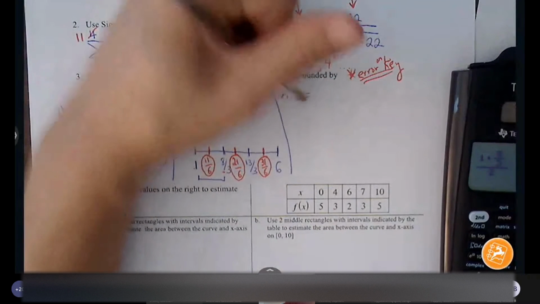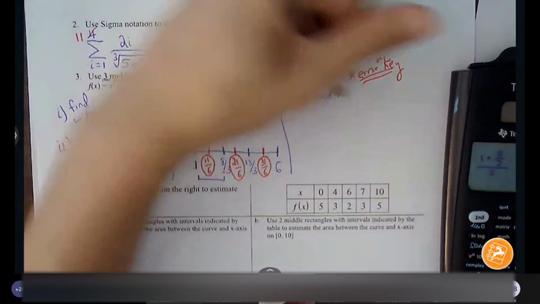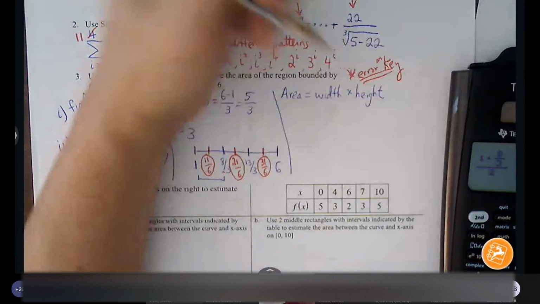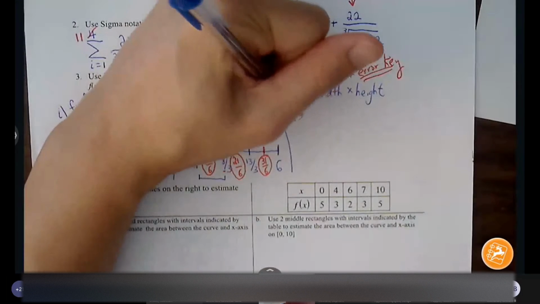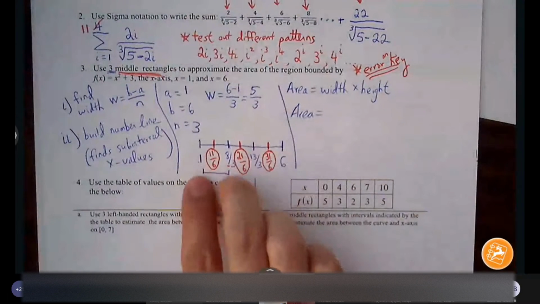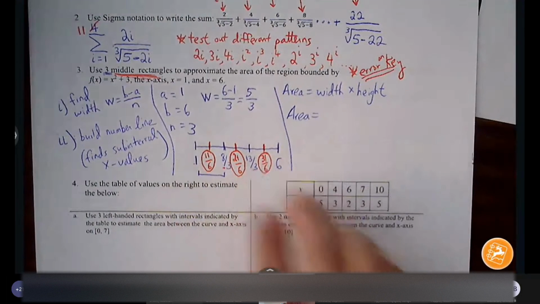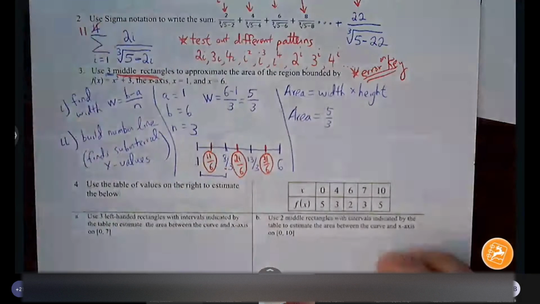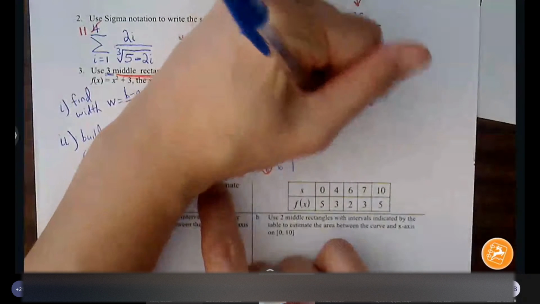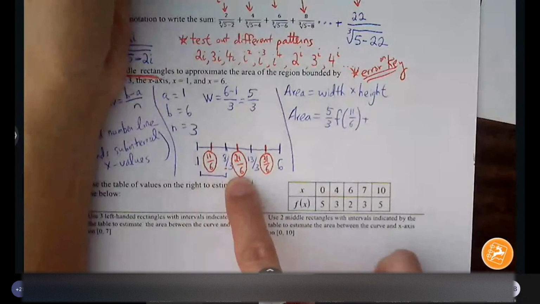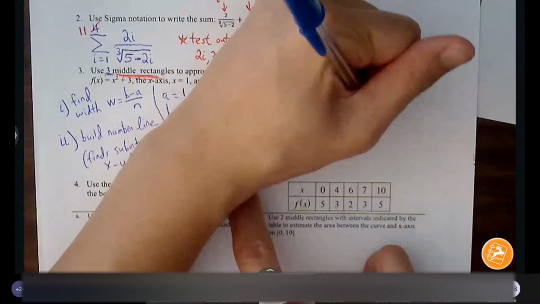Okay, so our area formula is width times height. So my width is always 5/3, right? The distance between each of these subintervals, it's exactly 5/3. And now I want to pick off the height. The height, I got to involve the function. So right now I'll leave this in function notation. I'll say f of 11/6. Width is going to be the same for every rectangle.